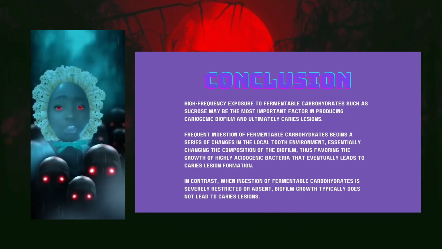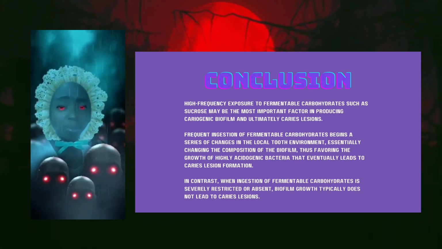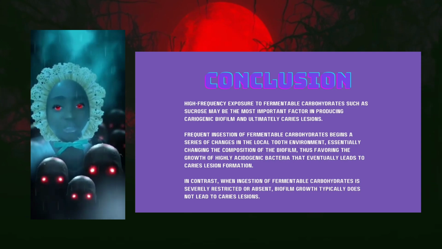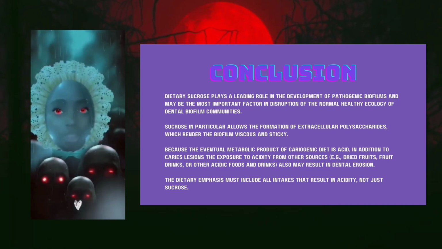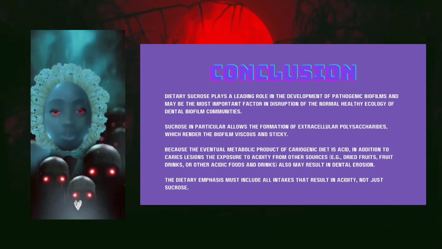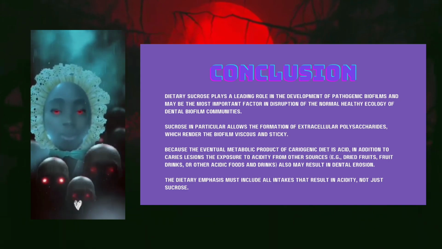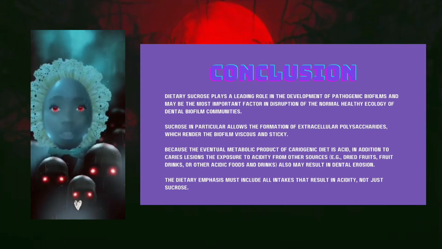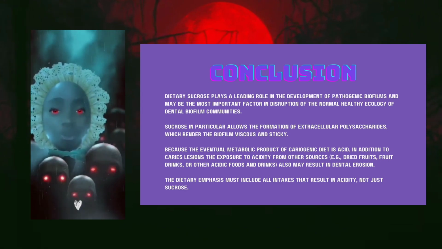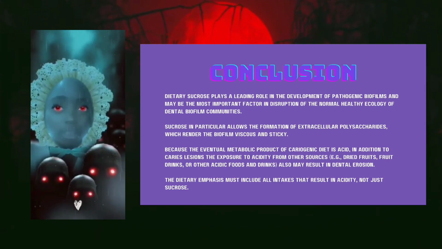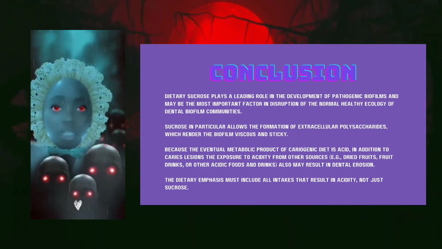In contrast, when ingestion of fermentable carbohydrate is severely restricted or absent, biofilm growth typically does not lead to caries lesions. So sucrose plays a leading role in the development of pathogenic biofilm and may be the most important factor in disruption of the normal healthy ecology of the dental biofilm community. Sucrose in particular allows the formation of extracellular polysaccharides, which renders the biofilm viscous and sticky. The eventual metabolic product of a cariogenic diet is acid.